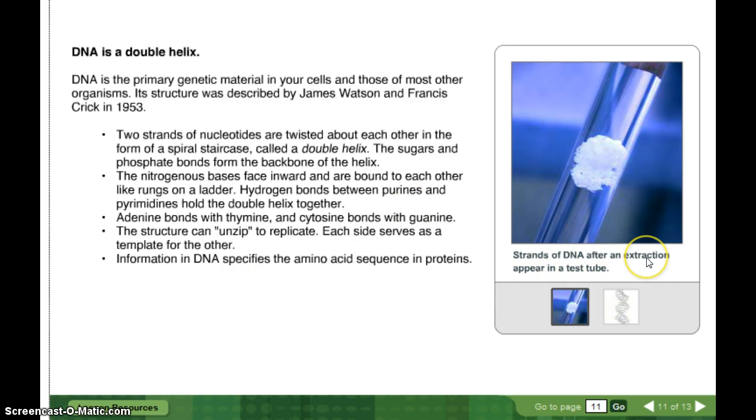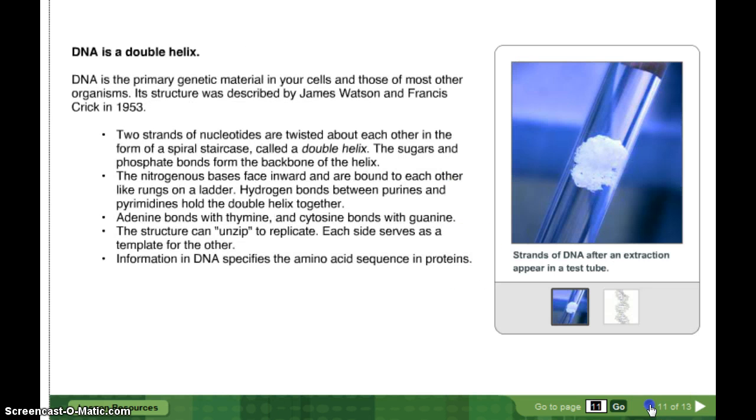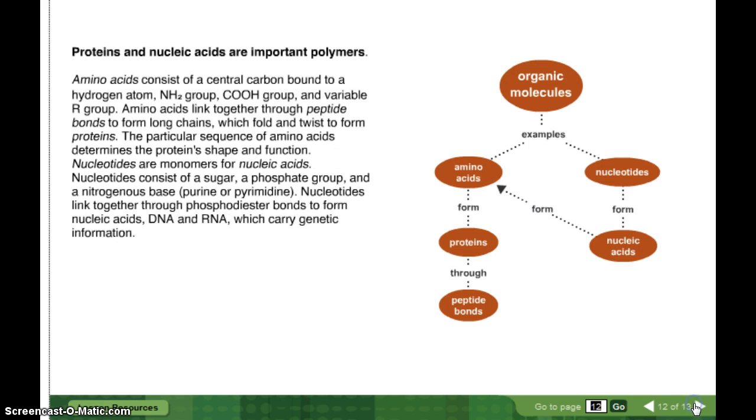So strands of DNA after an extraction appear in a test tube. So if you were to get some DNA from your cheek cells, this is what it would look like. And it kind of feels like snot. It's very interesting. And this is a complex model of the double helix structure of DNA. So this is all stuff from biology. Definitely, if you're like, oh my gosh, I didn't remember any of this, add it to your notes.